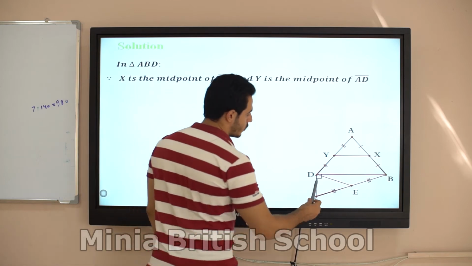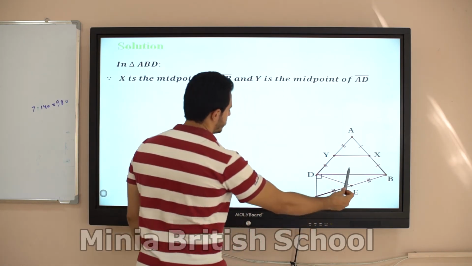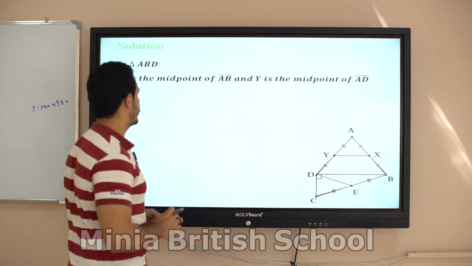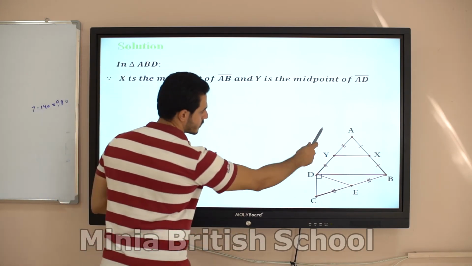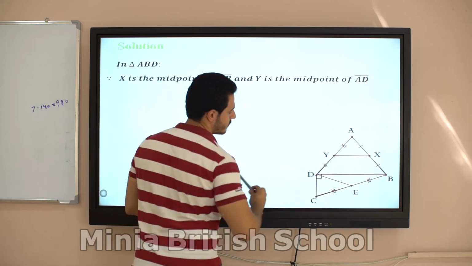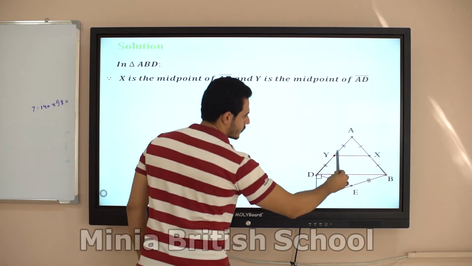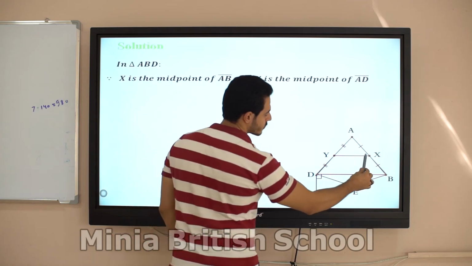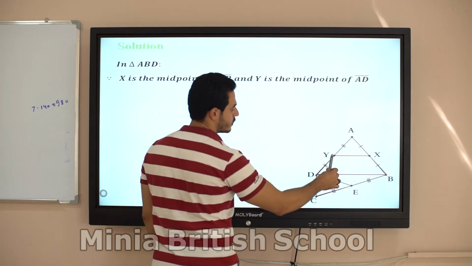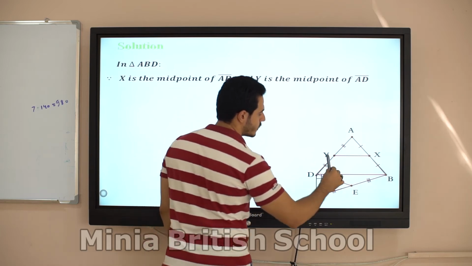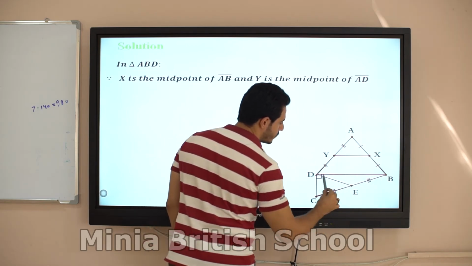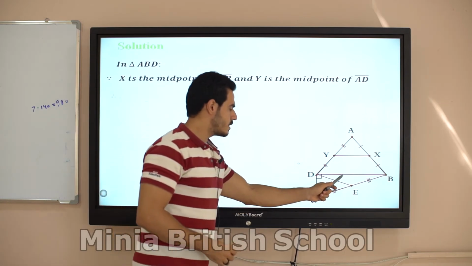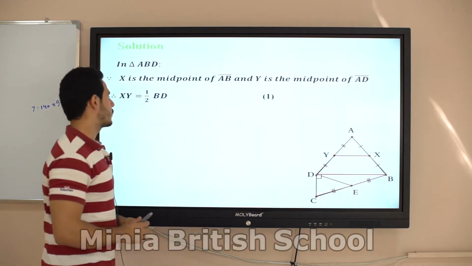At first, I will work in the upper triangle ABD. X and Y are two midpoints. So if you have a midpoint on a side and a midpoint on another side, you will get XY parallel to BD and equals its half. So XY equals half BD, number one.